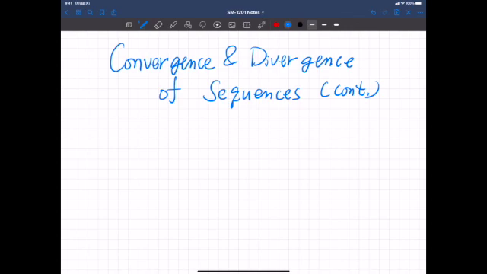Okay, this is part 2 of chapter 8, and we are continuing this section on convergence and divergence of sequences. And now we introduce one theorem that is about the uniqueness of limit.